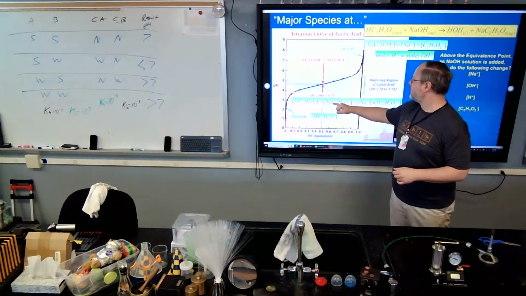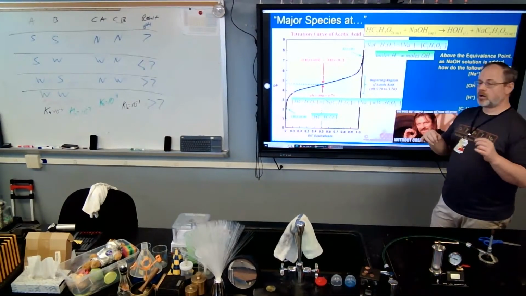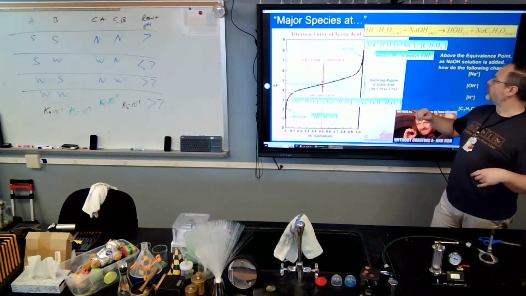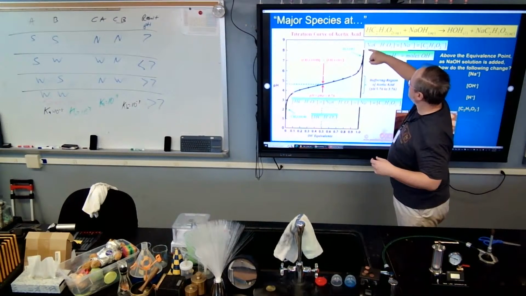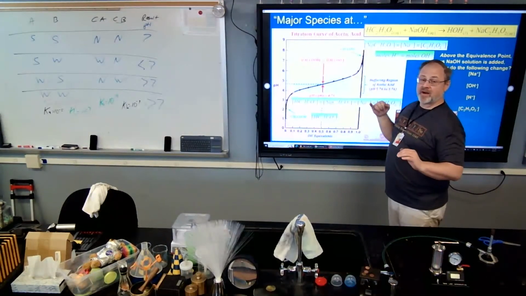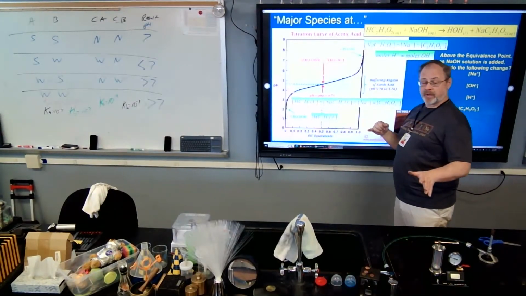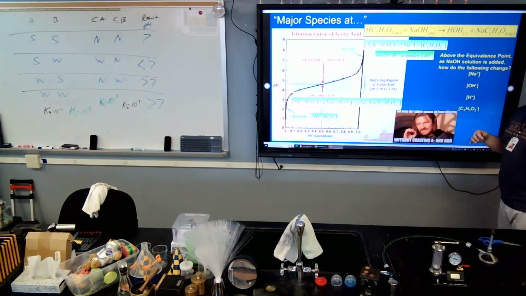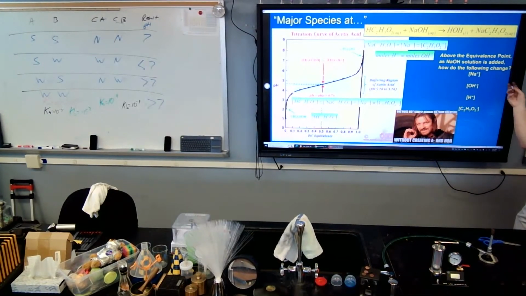The acetate ion and the acetic acid are equal. At the full equivalence point, the acetate ion has completely replaced the acetic acid. Then everything after that is just dumping hydroxide into solution. All right, questions?